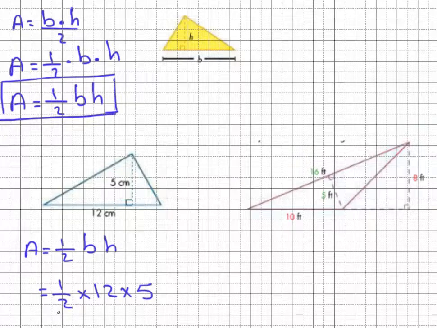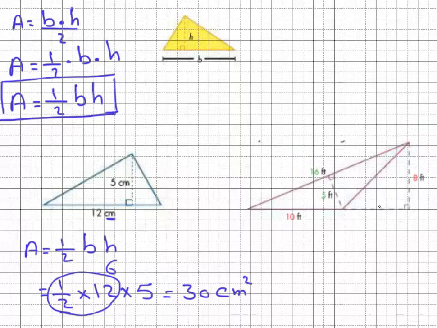If it is easy, you can directly say half of 12 is 6. Now the area is 6 multiplied by 5. The answer is 30. And don't forget the unit must be squared, centimeter squared.